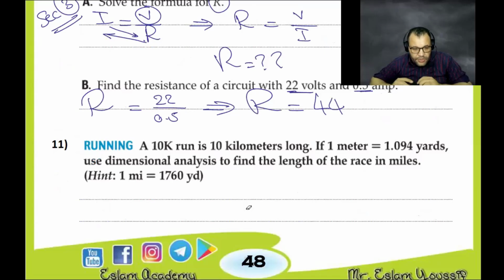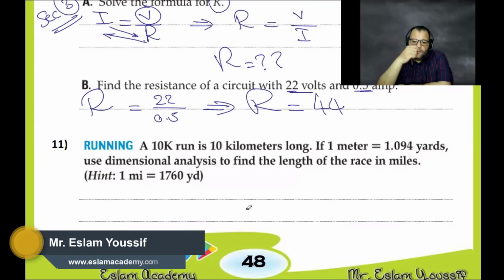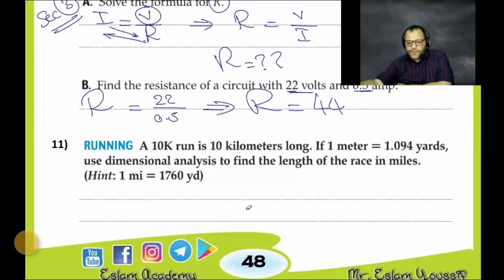So how can we solve question number 11? He's saying a 10K run is 10 kilometers long. If 1 meter is equal to 1.094 yards, use dimensional analysis to find the length of the race in miles.